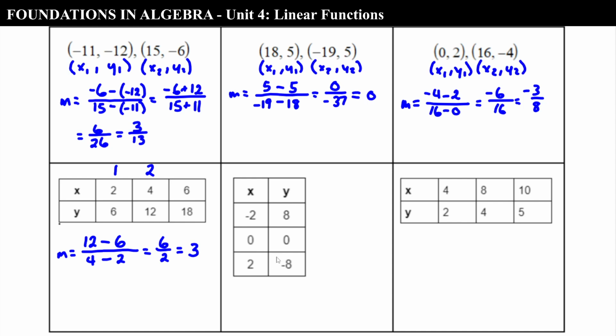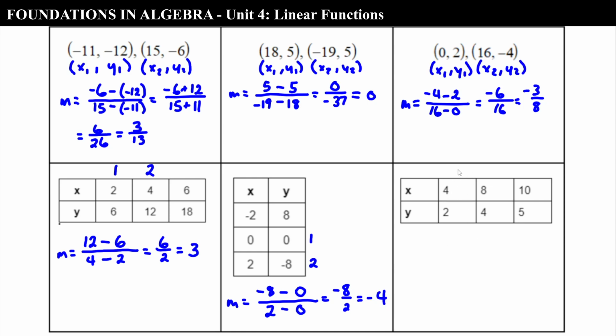Here, we have zeros involved. Let's use zeros because that's definitely going to make our lives easier. So let's use this one and this one. So let's draw our division bar, our minus signs. Our y2 is going to be negative 8, y1, 0. x2 is going to be 2, x1 is 0. Well, anything minus 0 is that thing, so negative 8 over 2, which is negative 4.